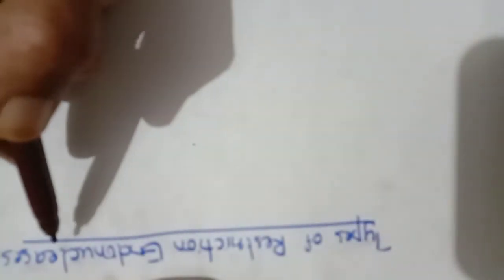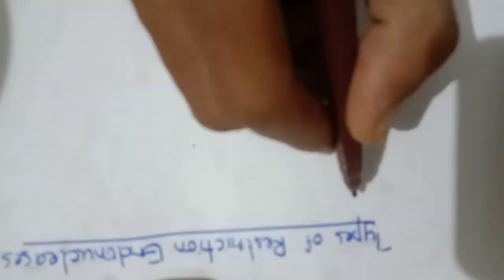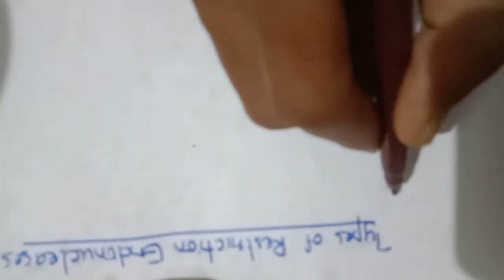Next important topic that we are going to study is types of restriction endonucleases. Okay, last class we have discussed the nomenclature of restriction enzyme. This class we are going to discuss the types of restriction endonucleases. Okay, restriction endonucleases have been classified into three different types.